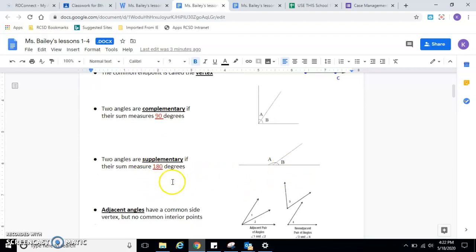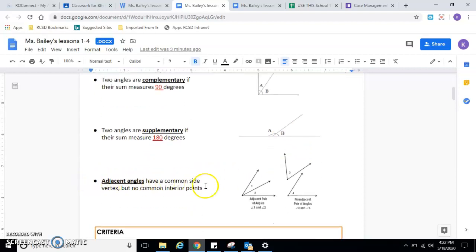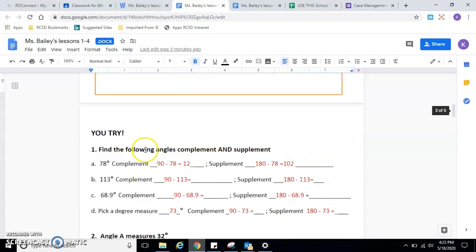It equals 180 degrees. Adjacent angles have a common side or vertex, but no common interior points. So right here, this is adjacent angles. They share this vertex and this line, and there's no points here in the middle. But look at this. There's these angles here. They're next to each other, but they are not adjacent because they do not share a side. All right. Now you try.